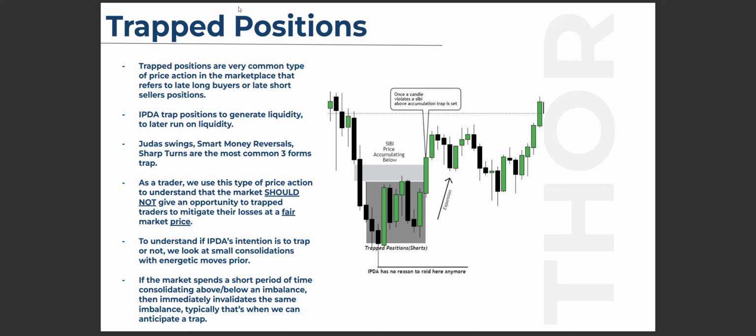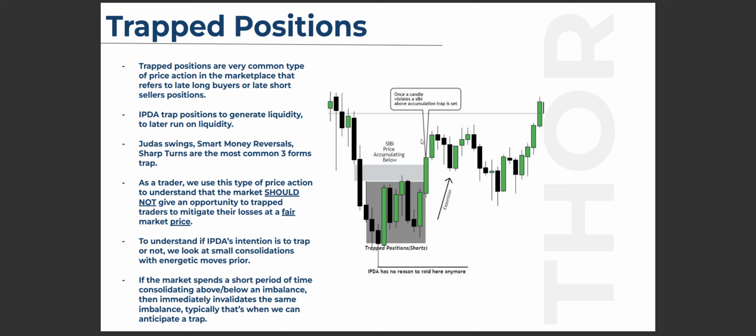Okay, the interbank price delivery algorithm traps positions to generate liquidity to later run on liquidity in the direction of the drawn liquidity. Now, as a general rule of thumb, this type of price action is usually seen in Judas swings, smart money reversals, and sharp turns, the three most common forms of traps. So as a trader, we use this type of price action to understand that the algorithm should not give trapped traders an opportunity to mitigate their losses at a fair price or break even. That's why the sharp turns usually happen.